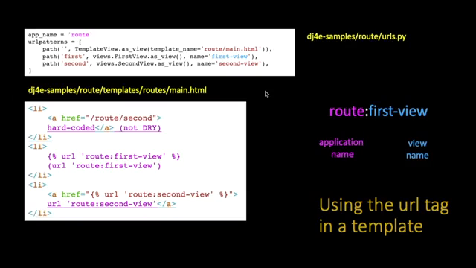So here's what happens if you just go to the route/route, the name of my application. It pulls up this main.html. And so the first thing I want to show you is what a hard-coded URL looks like. Now we know that samples/route/second is going to go to that second view because the application's name is route and the view name is second, and that's good. That will work.